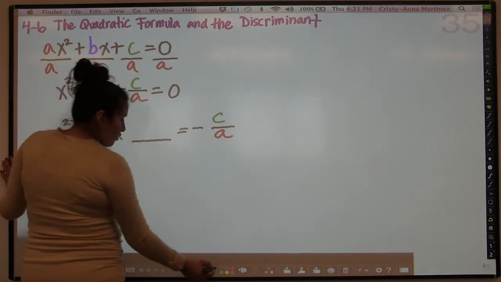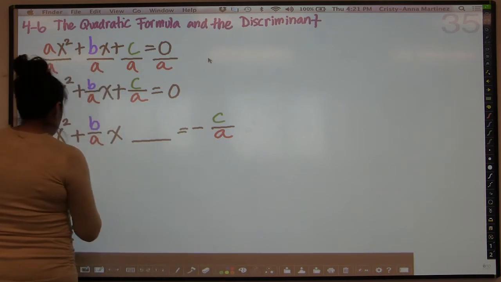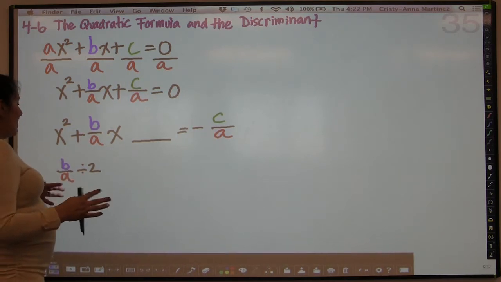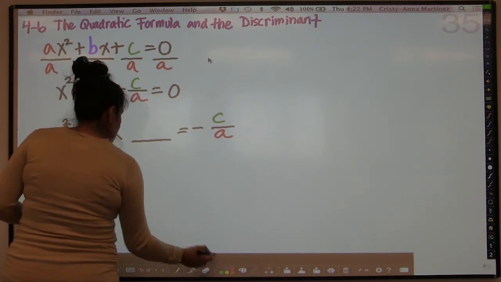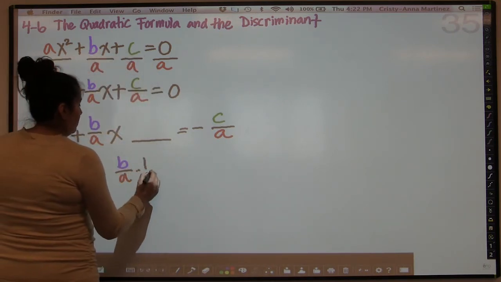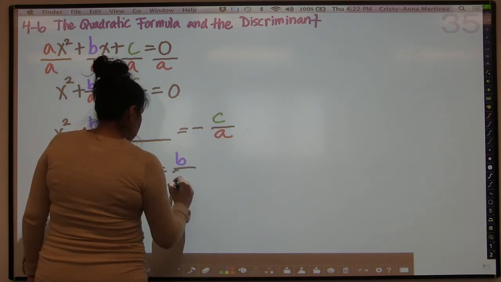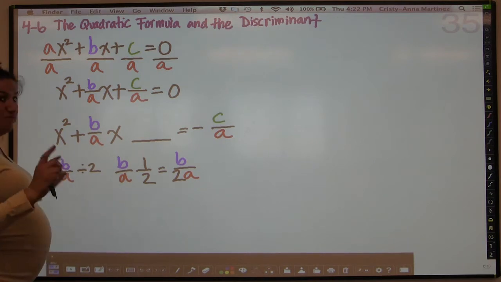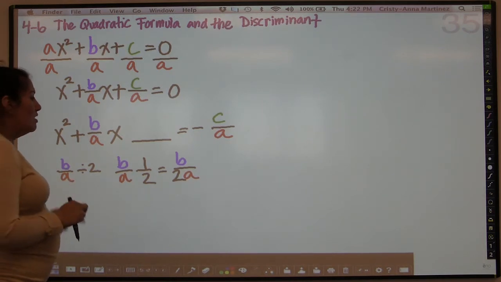Okay, so now the next step, if you remember, is to take the middle term, which is b over a, and divide it by 2. And if you divide by 2 when you've got a fraction, it's actually easier if you flip it over and multiply. So that's going to be b over a times, instead of dividing by 2, we're going to multiply by 1/2. And then that's going to give us b divided by 2a. So now we've got b divided by 2a. I know it seems kind of weirder when you have a lot of letters going on, but the third step required us to take the middle term and divide it by 2. So now I've done that and I've gotten this.